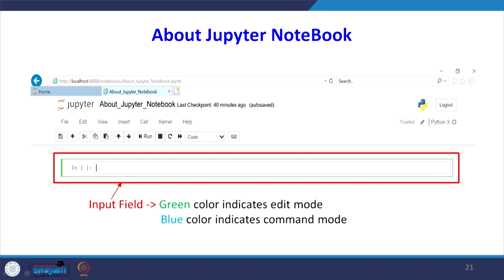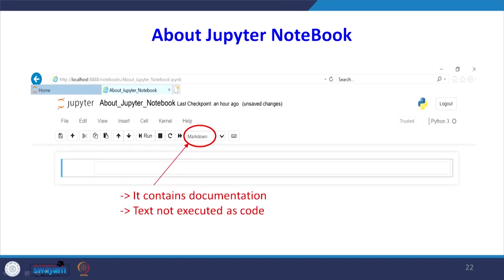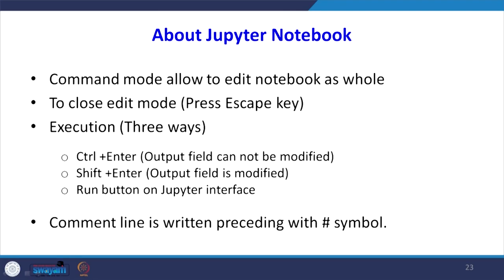Sometimes the box will look blue in color; the blue color indicates command mode. When you go below Help, there is an option called Markdown. If you type something there and select Markdown, that is used for making documentation. So it contains documentation; the text is not executed as code, it is only for our understanding purpose. Now, about the Jupyter notebook, command mode allows you to edit the notebook as a whole.